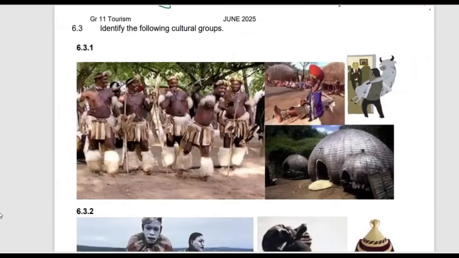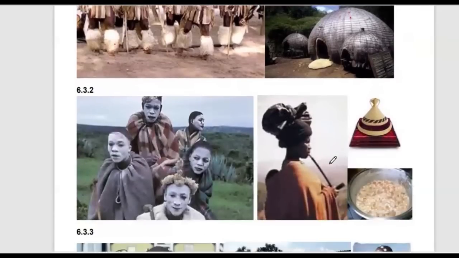Then identify the following cultural groups. In the first cultural group, this is the Zulu cultural group. All right, we can tell from the dressing, from the animal skins which the men are wearing, then even from the beehive type of hat, which is also common in Zululand. Then you can also tell from the way the lady is dressed. So that is mainly Zulu culture.